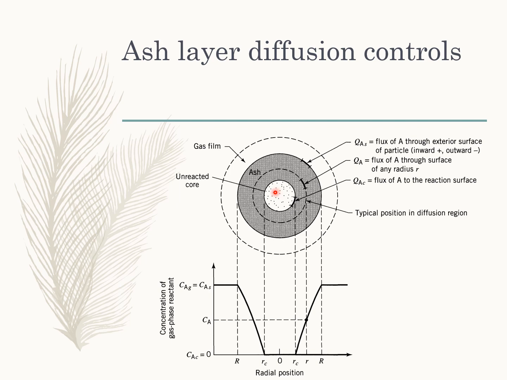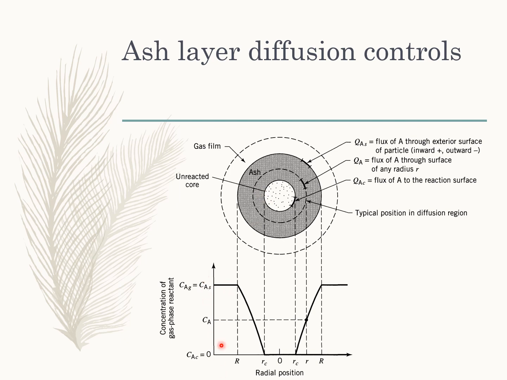we said before in the gas diffusion controlling step that because the gas diffusion was controlling, the concentration gradient was along the gas film. In the same manner, since the ash layer is controlling here, then the concentration gradient will be along the ash layer boundaries.